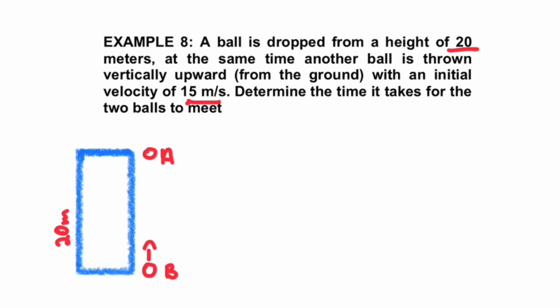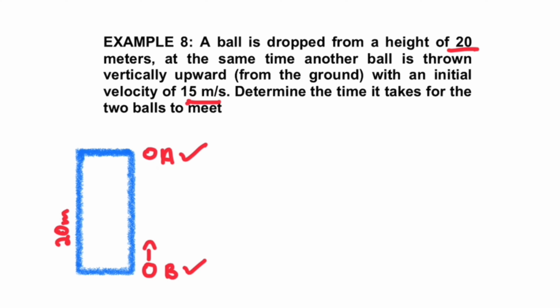Let's take a look at the sketch. So we have the ball that is being dropped. Let's call that ball A, okay? And then we have the other ball that is being thrown up at an initial velocity of 15 meters per second. Obviously, they're going to meet somewhere in the middle. What we want is the change in time, the time it takes for the two balls to meet. Let me show you how we tackle this type of problem.